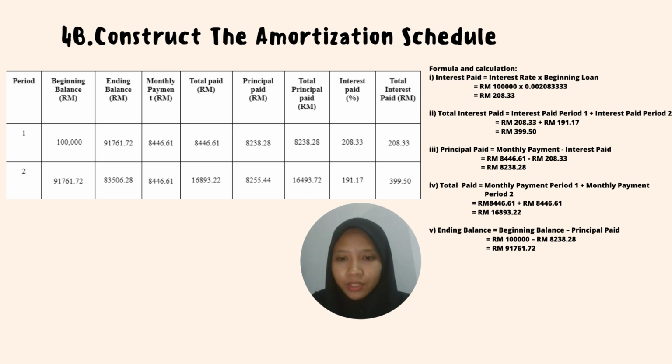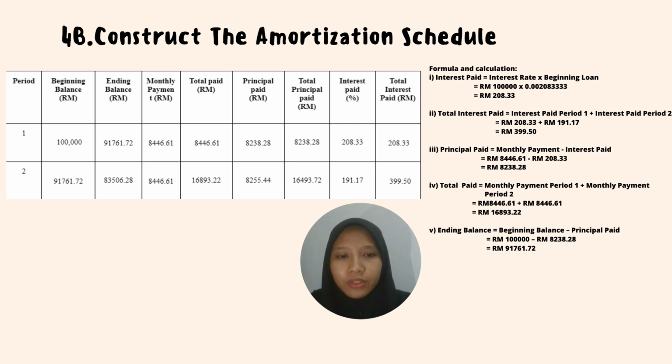Assalamualaikum warahmatullahi wabarakatuh. I am Fatin Izzati binti Kamsani, matric number A22A1110. The next part is constructing the amortization schedule. I will explain the formula and calculation. The first is interest paid. The formula is interest rate multiplied by beginning loan, and we will get the answer 208 ringgit 33 sen.